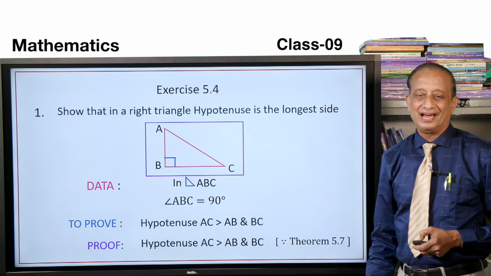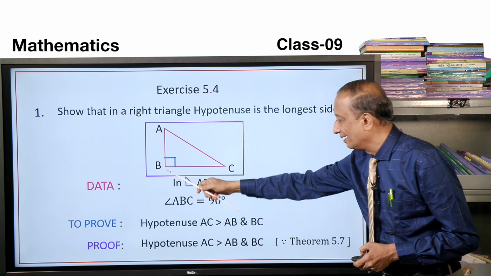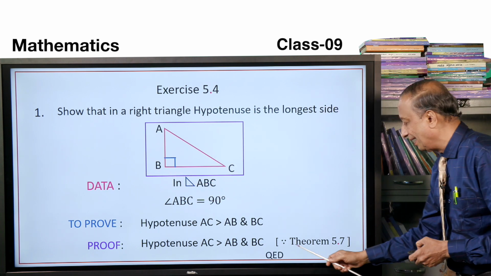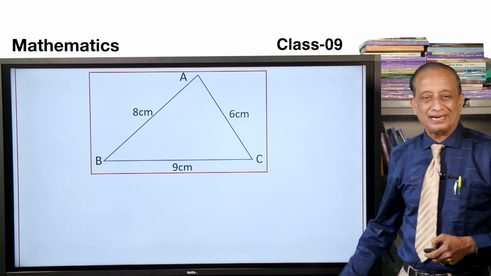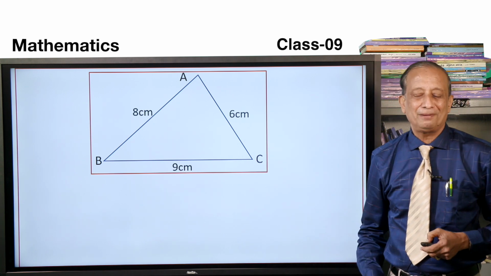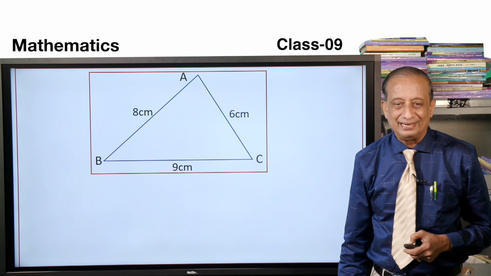So, AC has to be longer than AB and BC. Hence, it is proved. Okay. Now, let us try to understand one more very interesting property with regard to inequalities in a triangle.